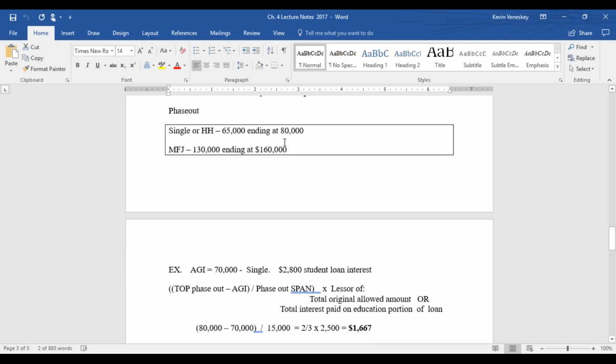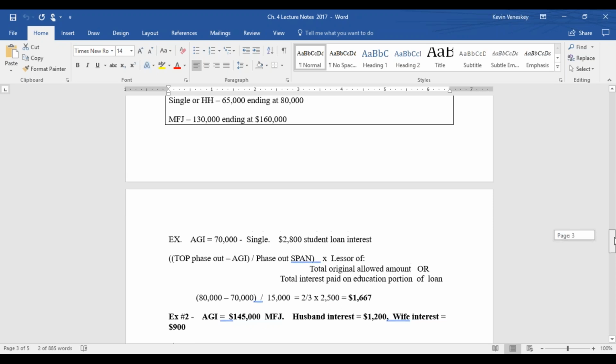But mainly, what I like to do is this is the absolute bottom number. Anything below this, if you're single or head of household, you can take the full $2,500. If you're over $80,000, you can't take any of it. But if you're in between, there's a little bit of a formula that we're going to look at here. Married filing joint, the number is exactly doubled, so there is no marriage penalty in the phase-out area, which is good.